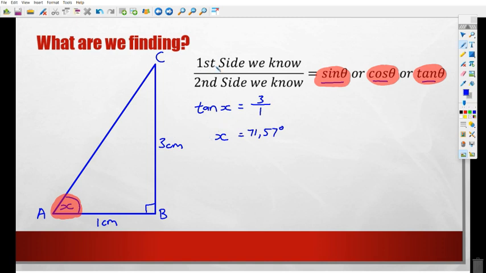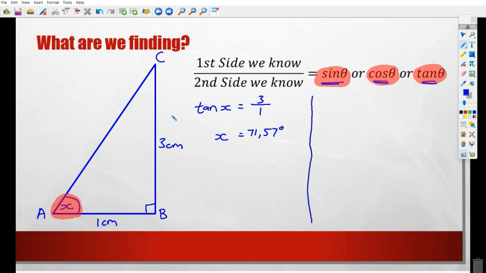I hope that makes sense. So it's always the first side we know over the second side we know, and we always aim for sine, cos, or tan. Now let's see what happens if you didn't use sine, cos, or tan. You'll see it's an extra step you need to do before getting to the answer. Let me split the page here.